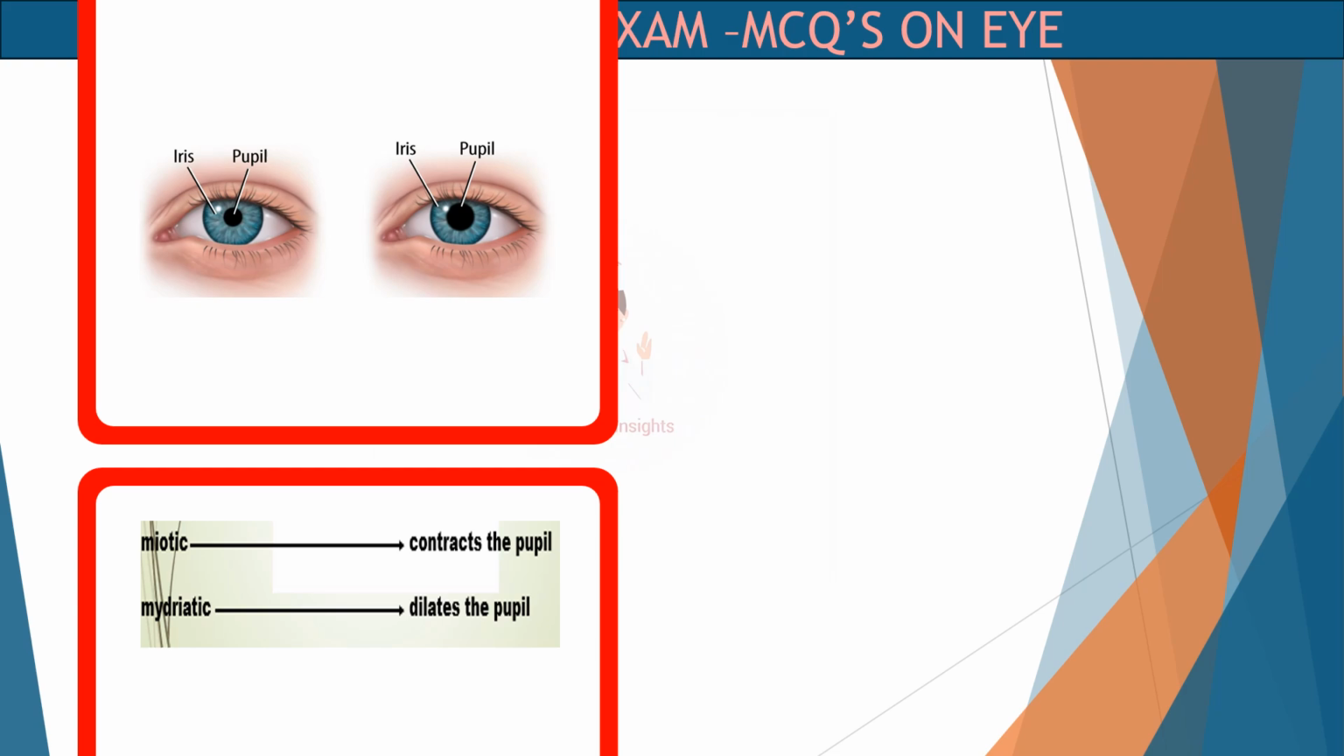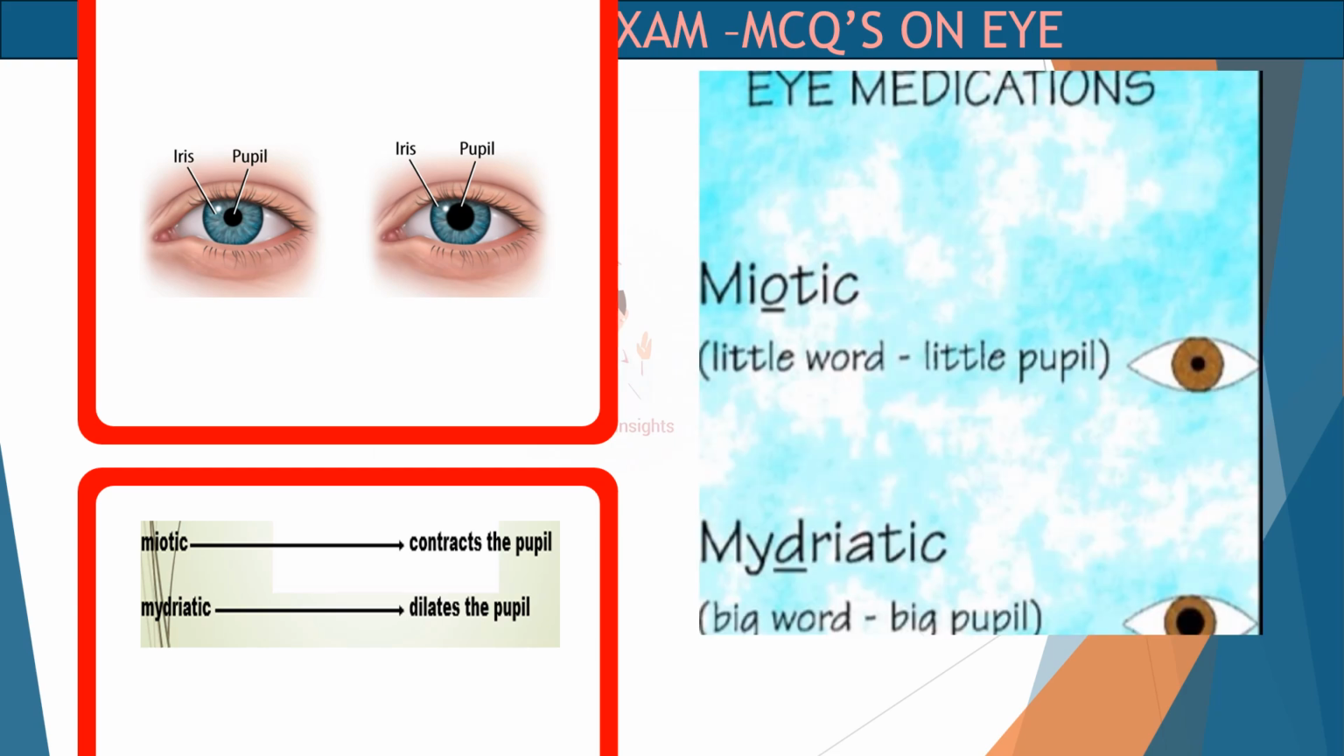Now, how do you remember those two categories? If you know miotic, it's a little word, so it will cause a little pupil. It's nothing but it will constrict the pupil. Whereas mydriatic, it's a bigger word, so it will make the pupil big. It is nothing but the pupil will dilate.